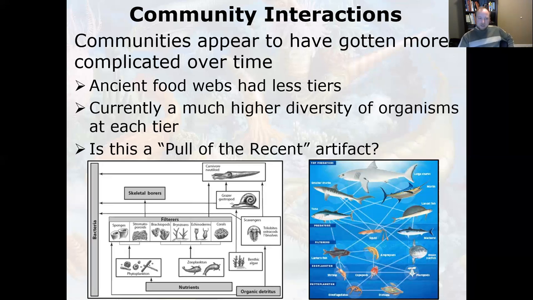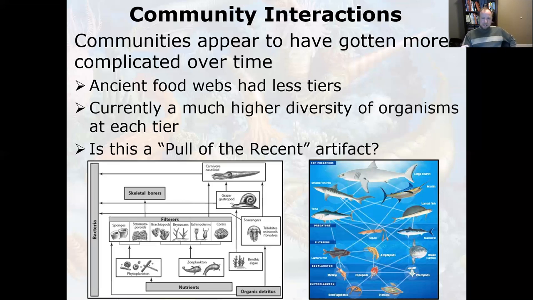Really, the apex predator at this time is these orthoconic, the straight-shelled nautiloids, and that's really about it. They don't have a lot of competition for that role, and basically organisms below them only really have to adapt to protect themselves from that predator because it's the only real enemy that they have. So there's this appearance that things get more complex over time.